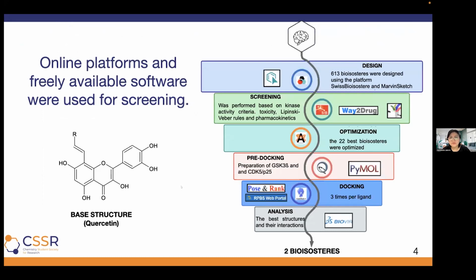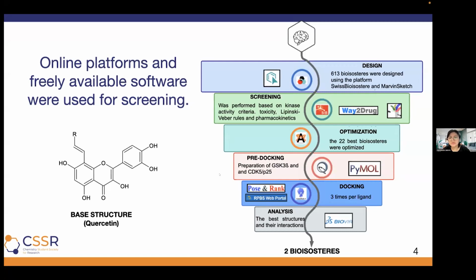Our workflow was based on the design of 613 bioisosteres using SwissBioisostere and Marvin Sketch. Our screening, based on kinase activity criteria, toxicity, and Lipinski rules, was made on SwissADME, Drug, and also Data Warrior platform. And we optimized the 22 bioisosteres in Avogadro. Our proteins were cleaned and prepared with Chimera and PyMOL.